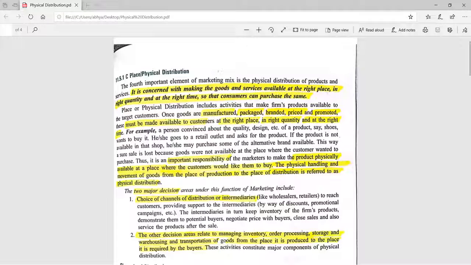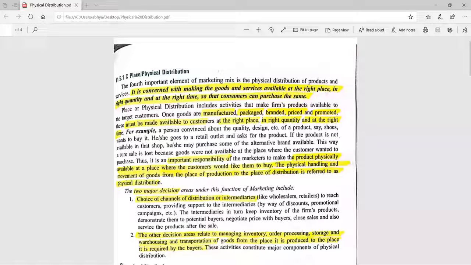So similarly, in place mix also, we have to take two important decisions. So what are those decisions? Choice of channels of distribution of intermediaries, means what channels you are going to select. Channel here means all the intermediaries who are involved in the process of making the goods available from the place of production to the place of consumption, like distributors, agents, wholesaler, retailer.